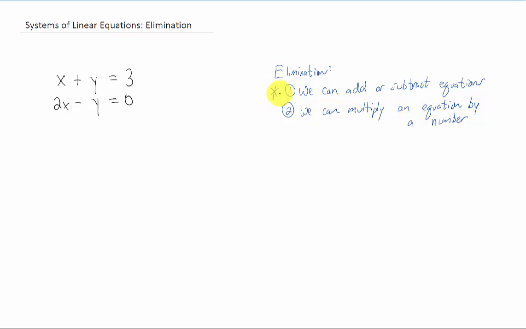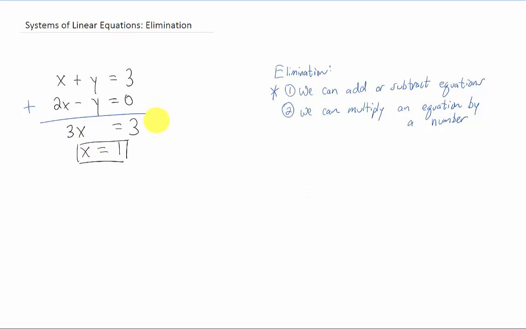Okay, so this first rule comes in handy right away when we're solving this first system of equations, because what you'll notice is if we add these two equations together, that means taking x and adding 2x, that gives us 3x. Then we have positive y plus a negative y, which cancels out. The right side of the equation, 3 plus 0 is 3. We immediately get the equation 3x equals 3, which we can divide by 3 to get x equals 1.